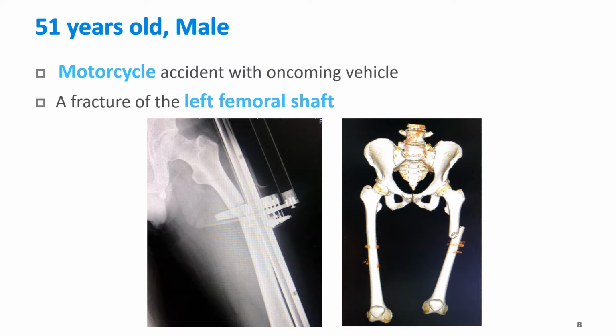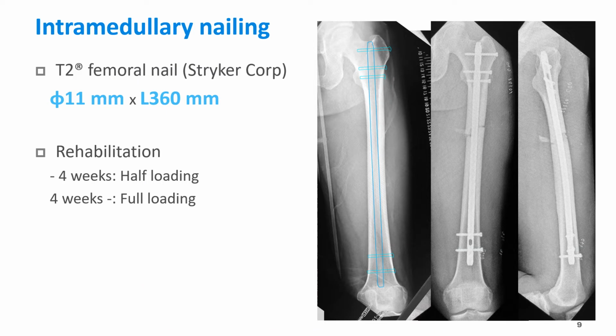The subject, a 51-year-old man, was wounded in a fall while riding his motorbike when he collided with an oncoming automobile. He was taken by ambulance, and a fracture of the left femoral shaft was discovered. A Stryker T2 femoral nail, 11 mm in diameter and 360 mm in length, was used in an emergency operation.